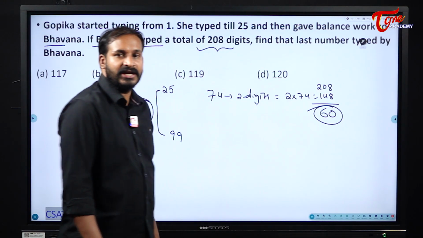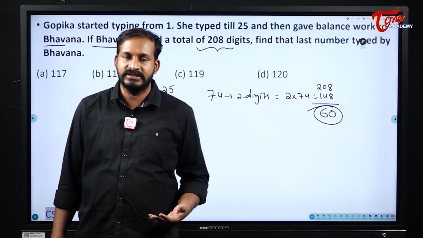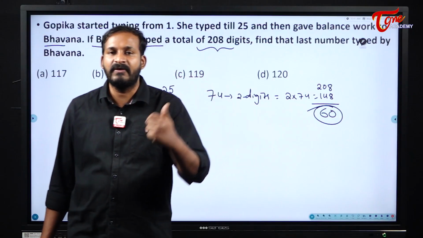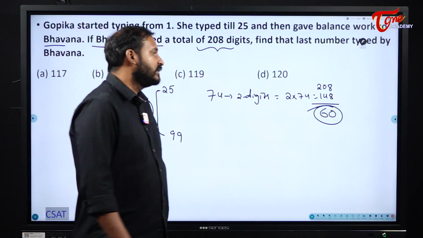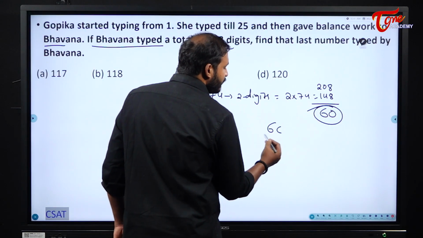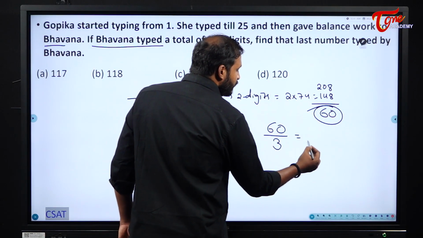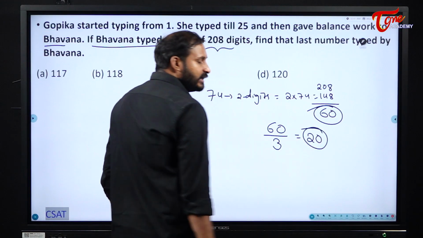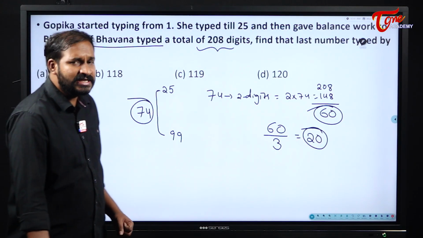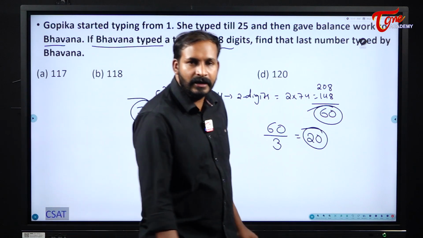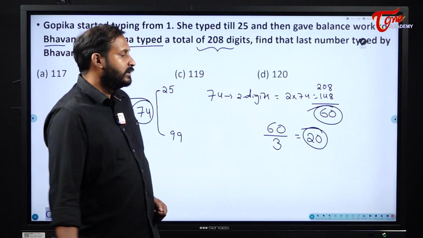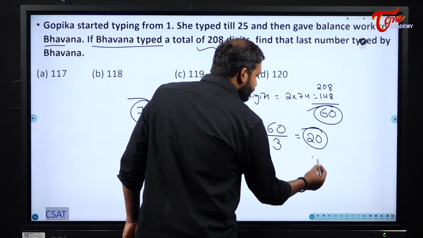These 60 digits are used to write what type of numbers? 3-digit numbers, right? So, how many 3-digit numbers might she have written? 60 by 3, that means she will write 20 3-digit numbers. Now tell me, what is the 20th 3-digit number? That is 119. Please be careful, students.